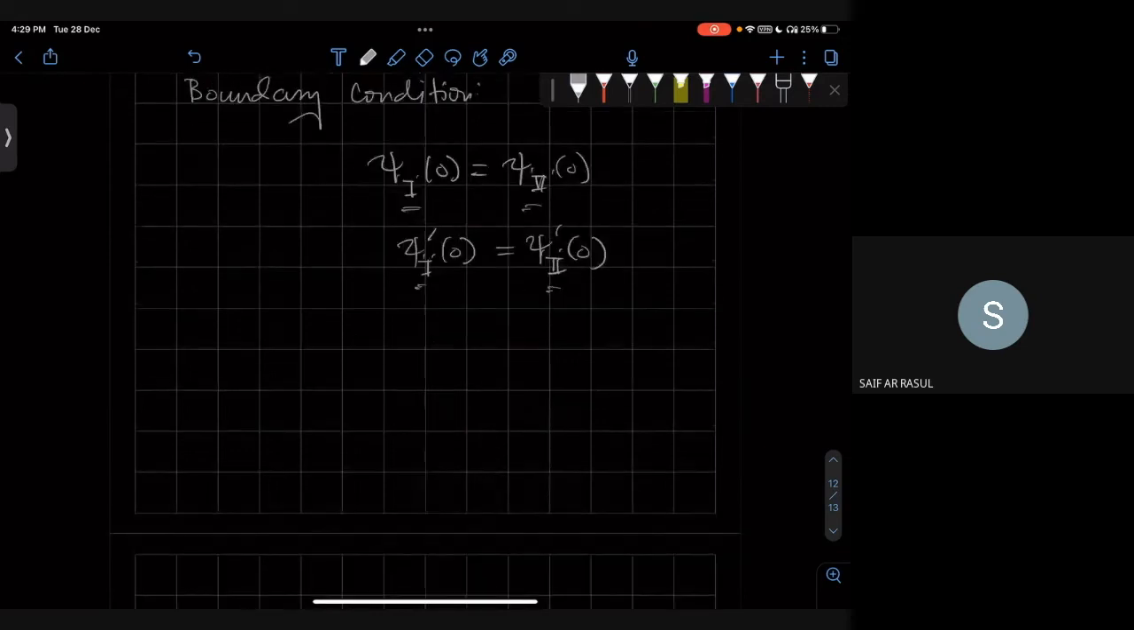So if I work this out, what I get is that the first one gives me a plus b is equal to c, and the second one gives me i k1 (a minus b) is equal to i k2 c. So of course, from normalization, we know that one of these constants will be arbitrary and will be set by normalization. So we can choose that constant to be a, then we can express the other constant in terms of that constant.